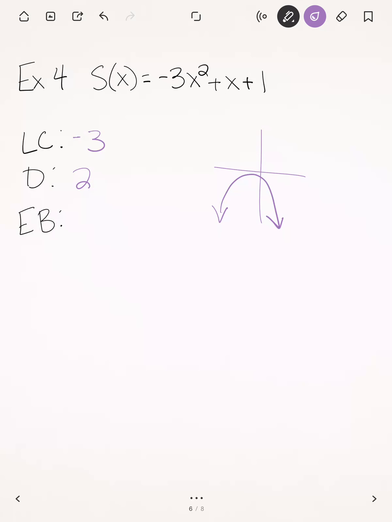So my end behavior, as x approaches infinity, s of x approaches, and if it's going down, it's going towards negative infinity. And as x approaches negative infinity, meaning as it goes to the left, s of x, it's also going down, so it approaches negative infinity.